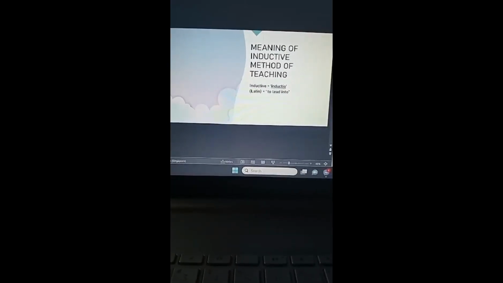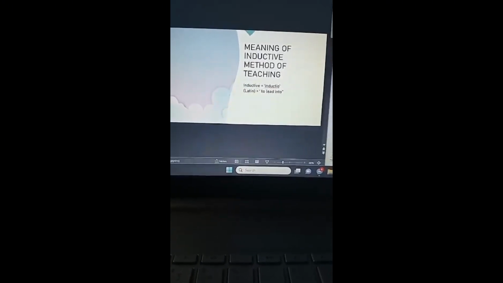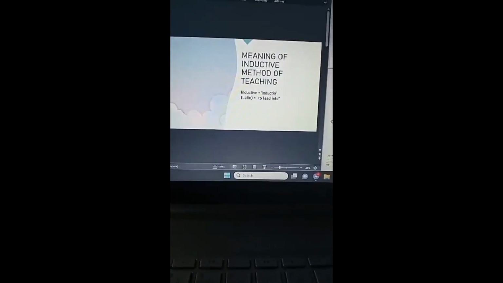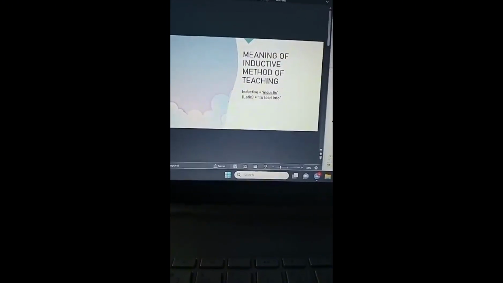Meaning of inductive method of teaching. Inductive, from the Latin word inductio, means to lead into.